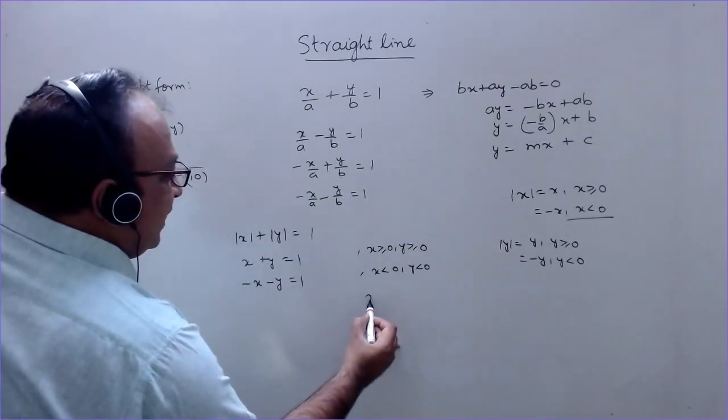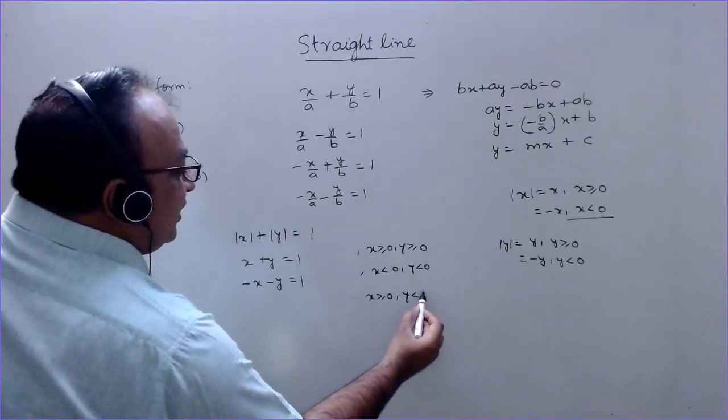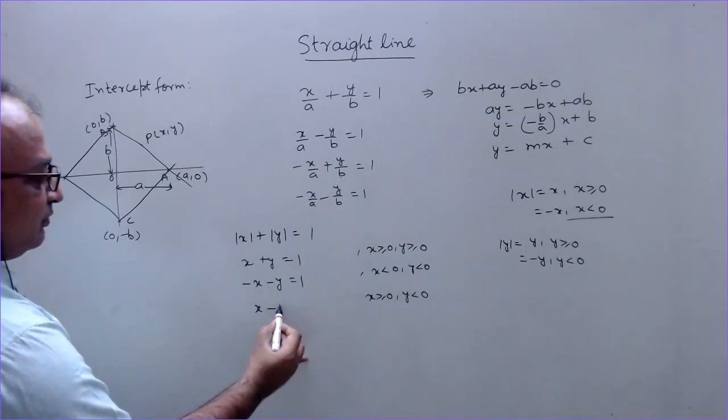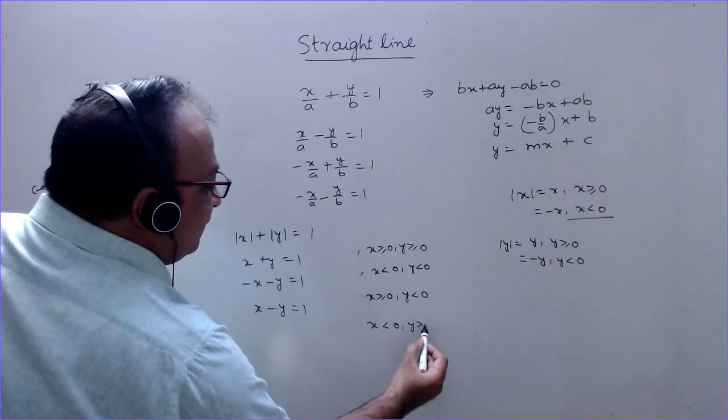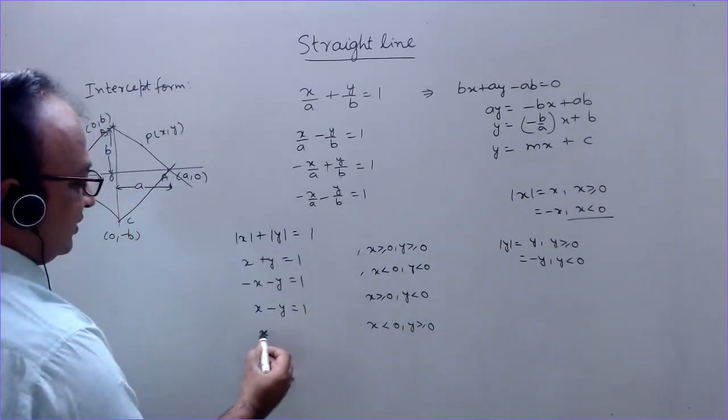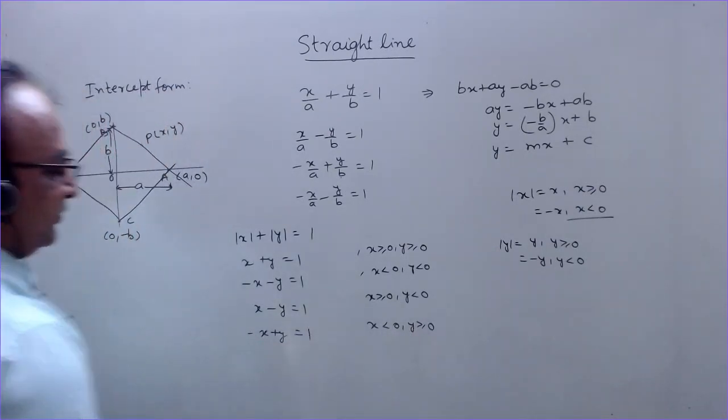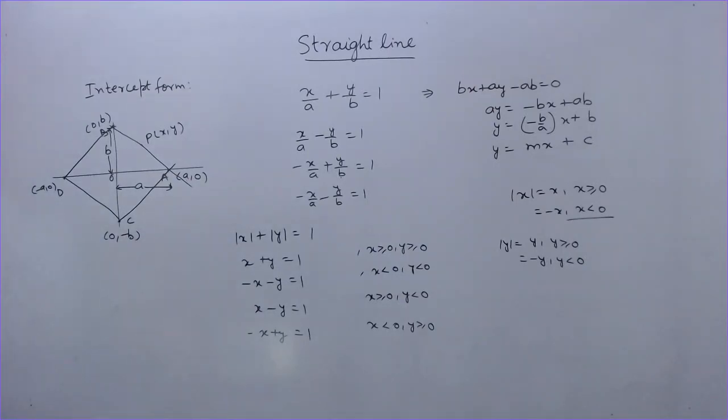And if x is positive and y is negative, in this case x minus y equals 1. And if x is negative and y positive, then minus x plus y equals 1. So you can see these are four equations. This is a set which is showing the four straight lines. So we can plot these four straight lines, and see in which form these lines are shown.